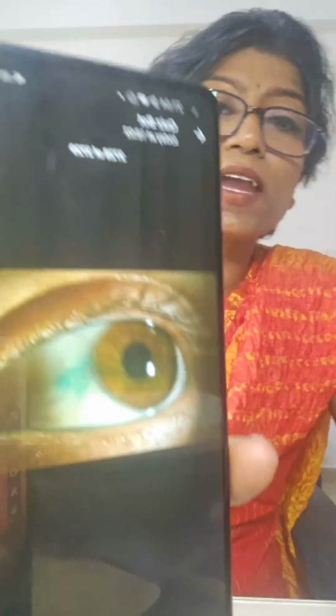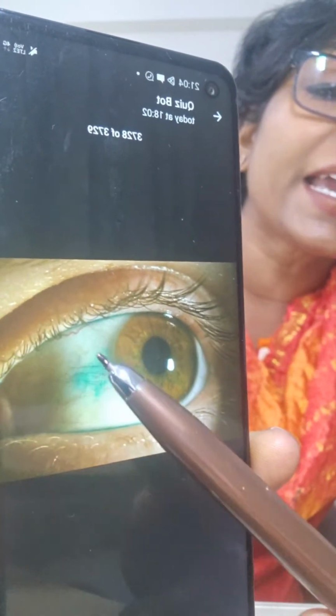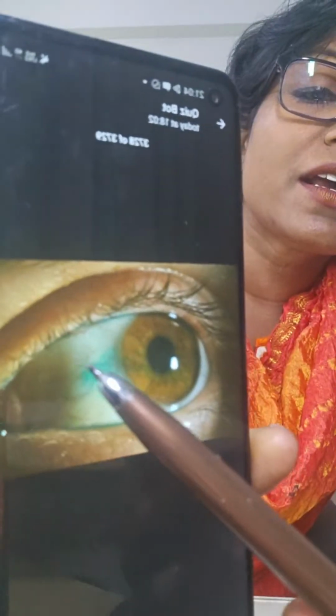So question number 1, many of you, 50%, have done it right. Now next again is an image based question. So it basically asks what is the stain that is used. So you can see the bulbar conjunctiva being stained with a green color dye. No filter has been used. So what is this dye?